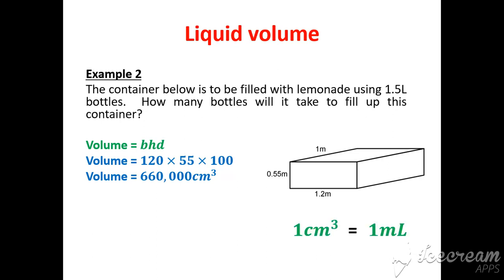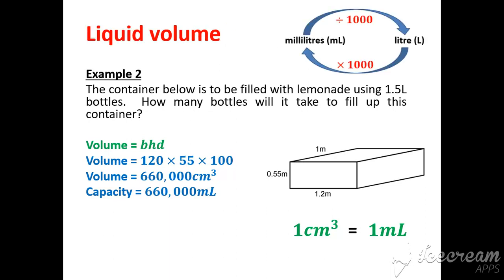Now, remember our conversion, 1 centimeter cubed makes 1 milliliter of liquid. So if I know my volume is 660,000 centimeters cubed, I know my capacity is 660,000 milliliters. Right, now I'm going to take 660,000 milliliters and divide by 1,000 to get it into liters. So 660,000 divided by 1,000 gives me 660 liters. So if I was to fill up this box, I need 660 liters of lemonade.